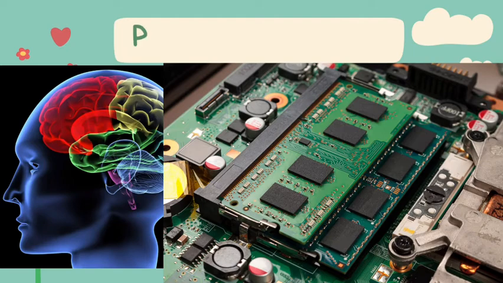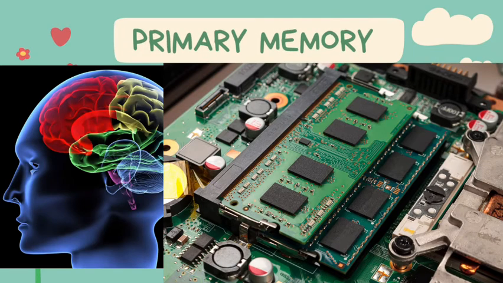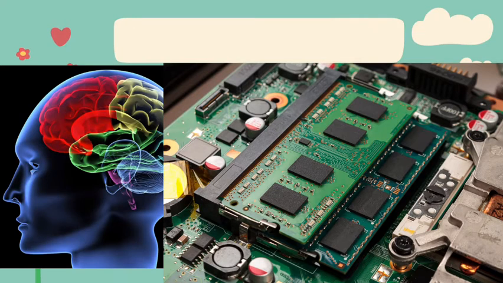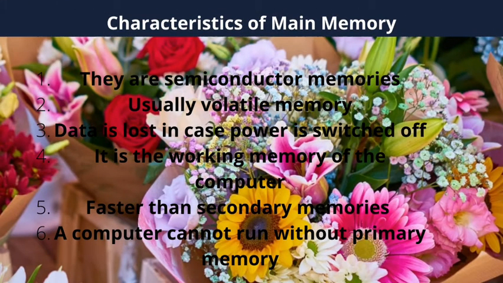Now, what then is the primary memory? The primary memory is also called the main memory. It is also called the RAM. Anytime you come across the primary memory, it's usually the working memory of the computer. It means that the computer must be on for the primary memory to function. It therefore means that when the computer is not on, then it is gone.